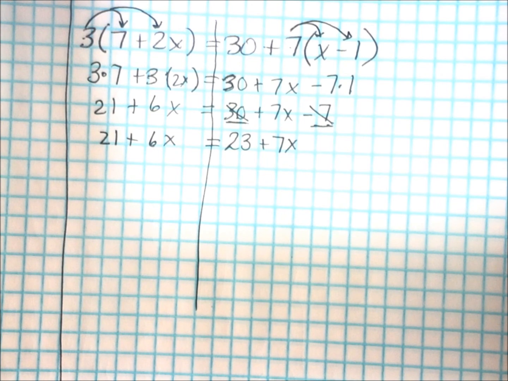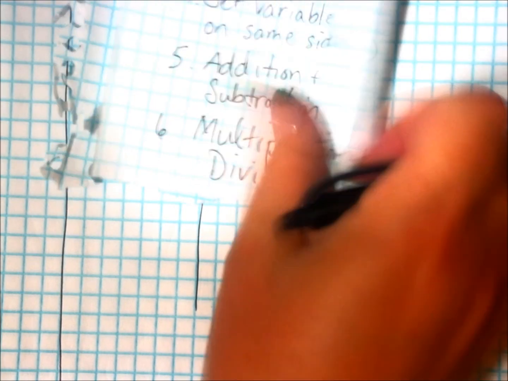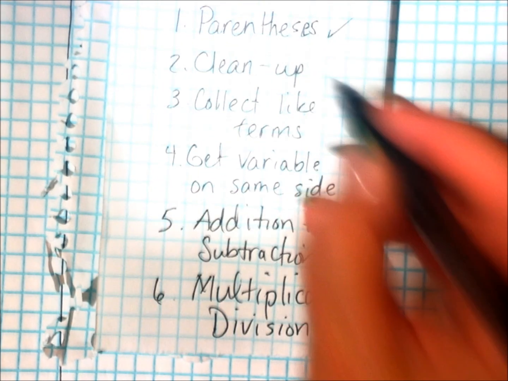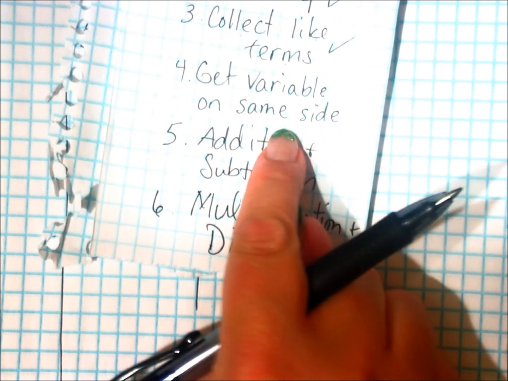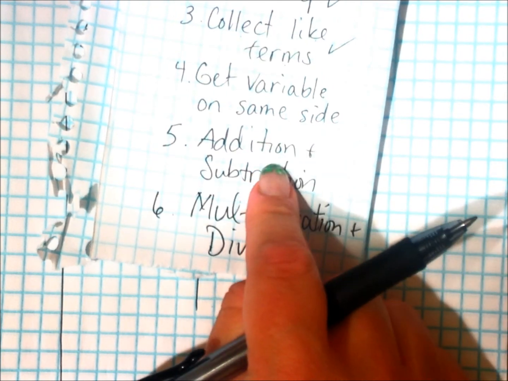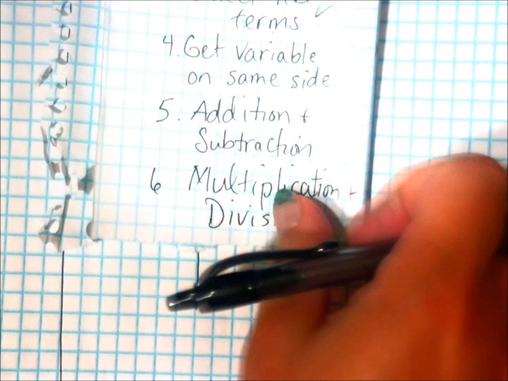Now this is where I'm going to stop. You're going to want to go now through your steps. We already did parentheses, clean up, collect like terms. You now are going to get the variable on the same side. Use your addition and subtraction, multiplication and division to get the variable by itself.